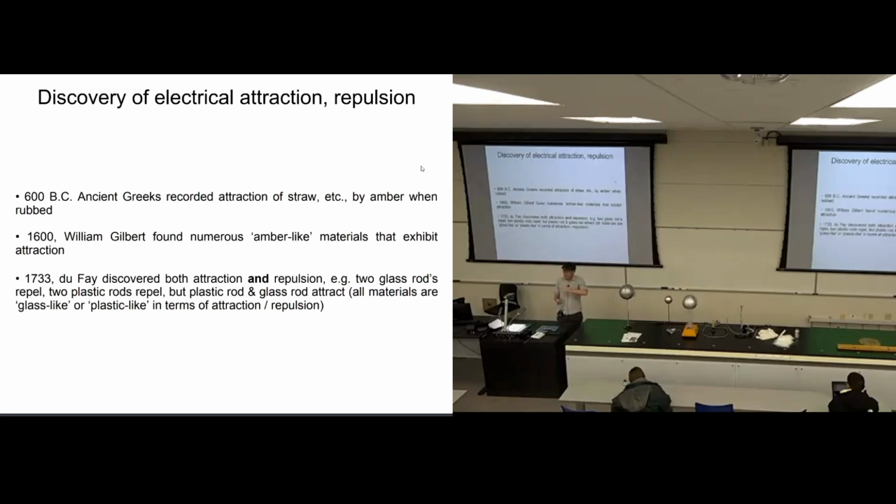So they discovered that there's attraction and repulsion. They discovered that there's two classes of materials, glass-like, plastic-like, and they discovered that if you've got like materials, two glass-like materials, they repel, two plastic-like materials, they repel. If you've got unlike materials, a plastic and a glass-like material, they attract when rubbed. So that was a huge breakthrough, and that's this bullet here.